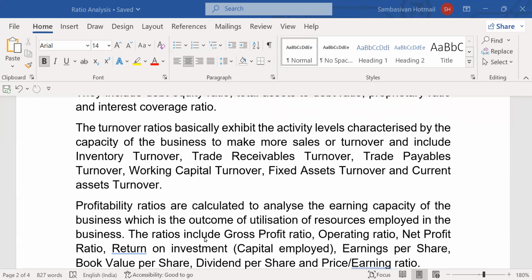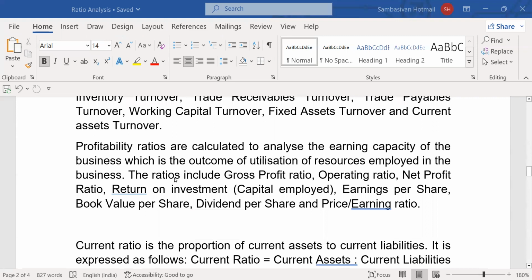Turnover, profitability ratio, listen. Turnover means normally we used to tell only sales, but there can be turnover like this also. So many types of turnovers: inventory turnover, trade receivable turnover, etc. Please go through profitability ratios.